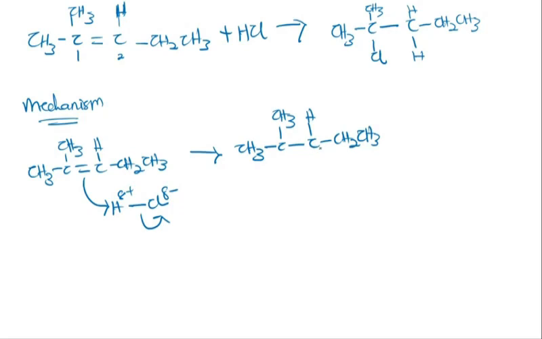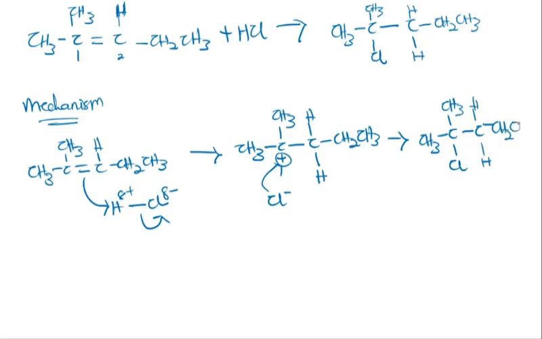Because this carbon is the less substituted carbon, the hydrogen will attach itself over here, and then we have the carbocation over here. By the way, this is a tertiary carbocation. So we have the Cl minus still in solution. It will now attack the carbocation to form the product that we have over here. So we have CH3 attached to the carbon, CH3, then we have the chlorine over here, then CH2, CH3. So this is how we do the hydrohalogenation of alkenes.